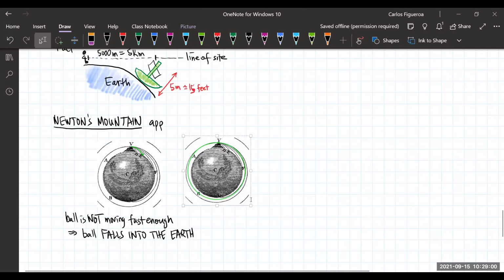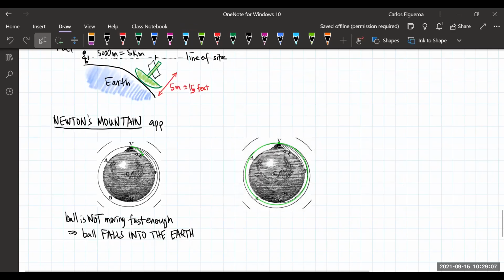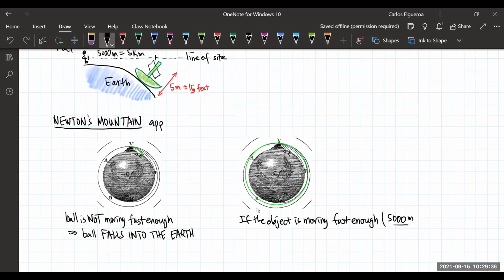So you could see that I have this image here. Let me make this just a tiny bit bigger. What you find here is that if the object is moving fast enough, so at sea level, this number is what? 5,000 meters every 1 second, 5 kilometers per second. This is equivalent to 18,000 miles per hour. So if an object is moving fast enough, it has to be moving that fast.